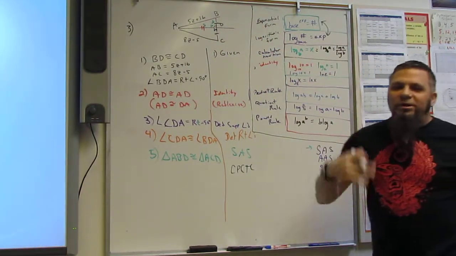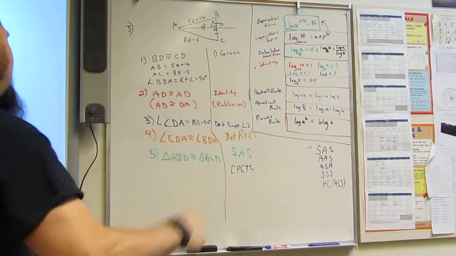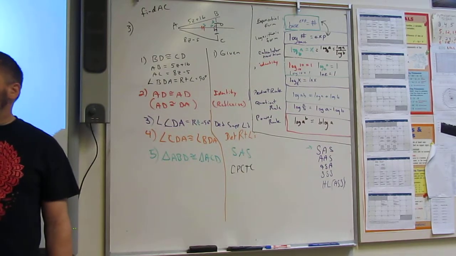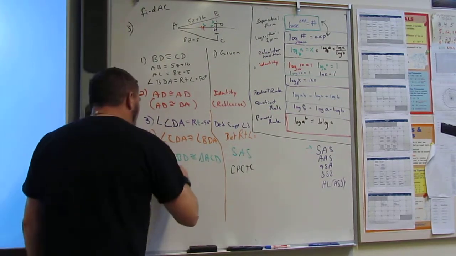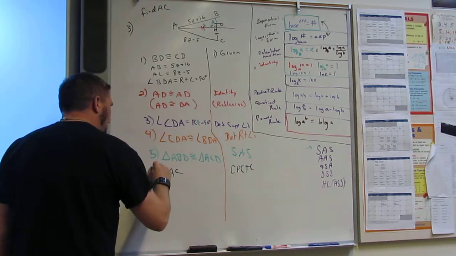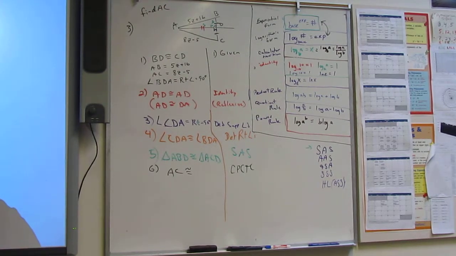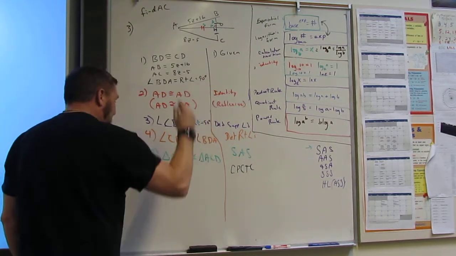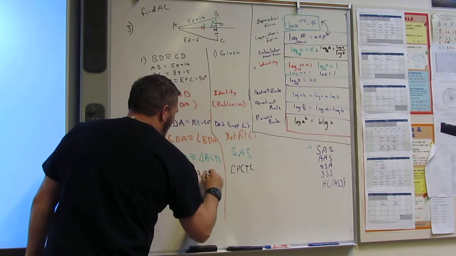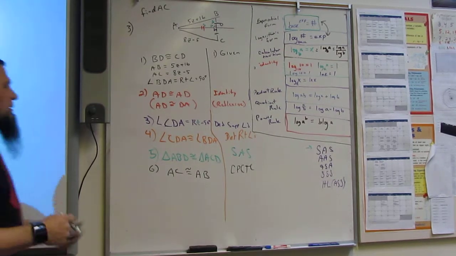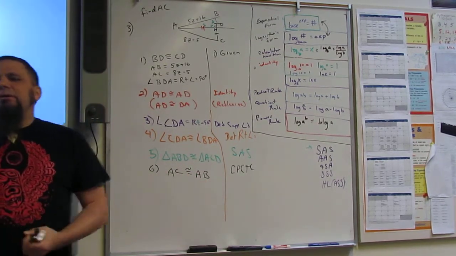So what part does it want me to find? AC. The whole point of this is to find AC. Okay? So I need to know that AC is congruent to some other part. What other part is AC congruent to? AB. That's a little bit more helpful. And that's the CPCTC, right? Now that I know that, now I can plug it in.